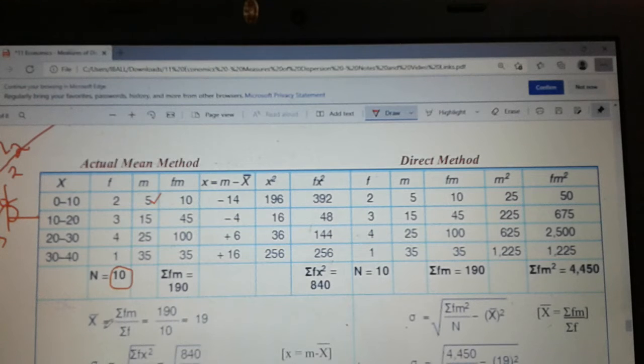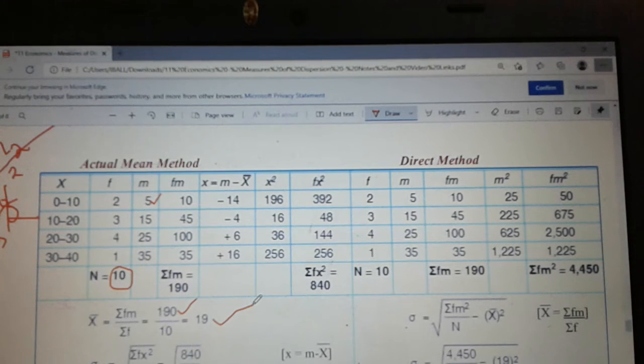Now according to the formula you have to find f and m, that is fm. It means 5 twos are 10, 15 threes are 45, 25 fours are 100, and 35 ones are 35. After adding all, the total is 190. The arithmetic mean you can find by summation fm divided by summation f. Summation f is 10 and summation fm is 190, so the arithmetic mean is 19.